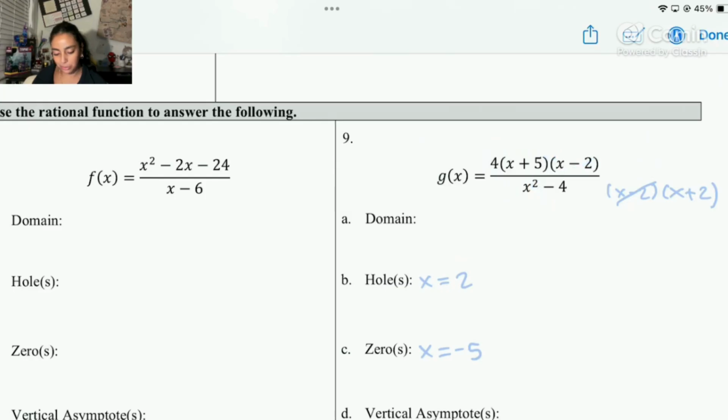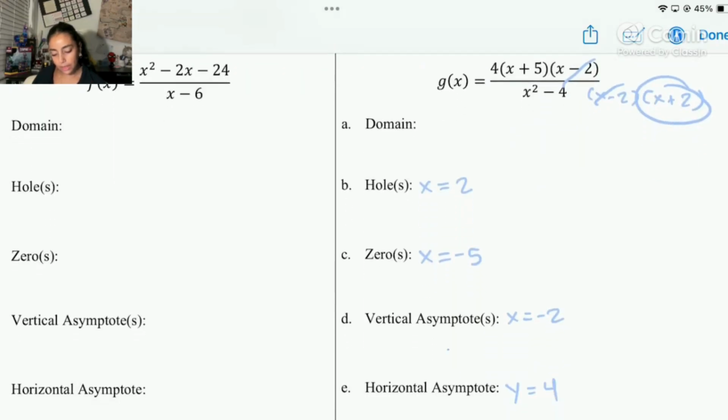And I'm going to delete all of this so it's a bit easier to see. And then vertical asymptote, we still have this x plus 2 on the bottom, so there's a vertical asymptote at x equals negative 2. And then for your y-intercept, you're just going to plug in 0 to the original function.